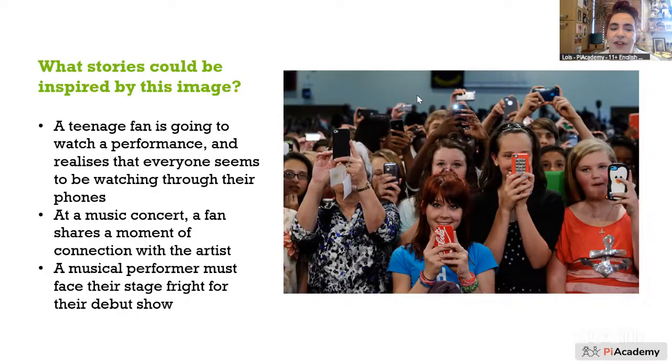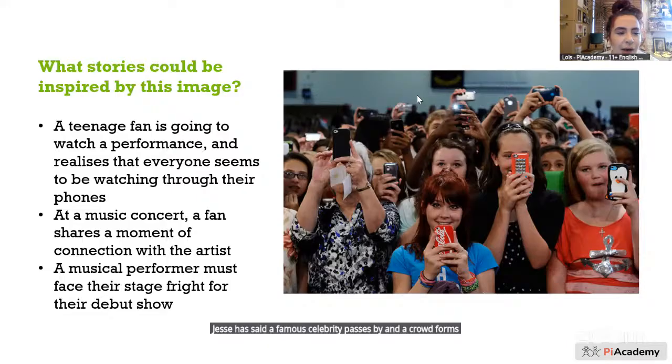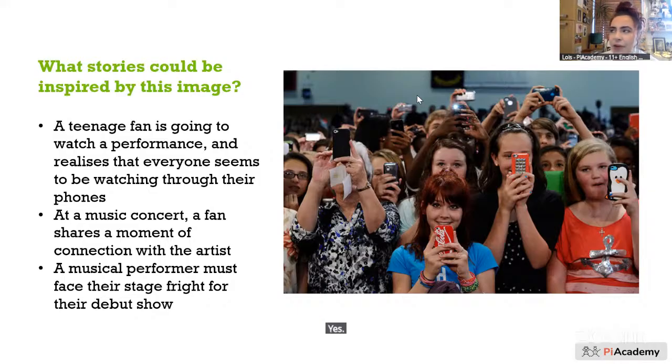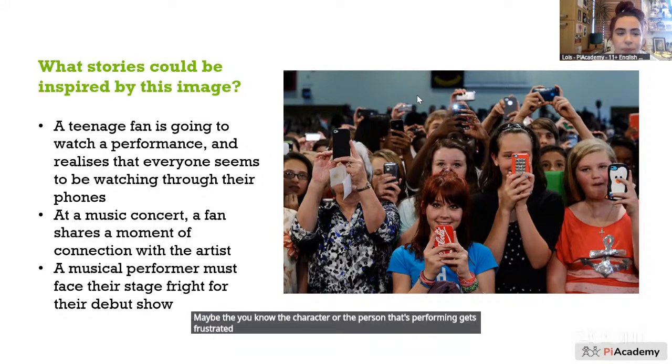Jessie has said a famous celebrity passes by and a crowd forms. Dion says a very good concert, but they're all videoing on their phones. Yes, that would be a good one, I think, because it would show a dilemma. Maybe the character or the person that's performing gets frustrated with that.